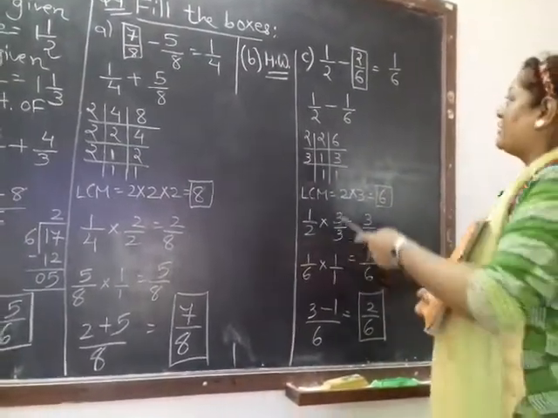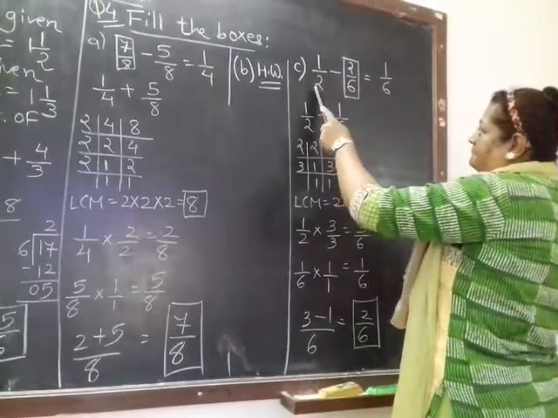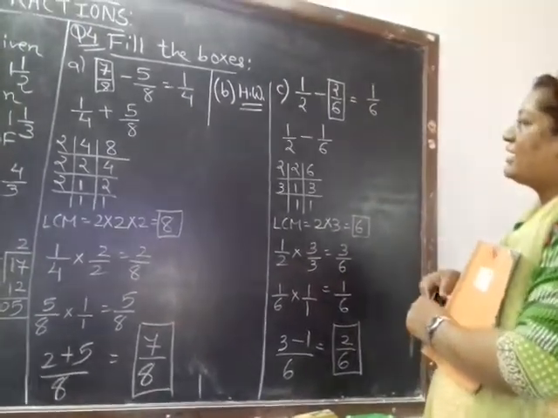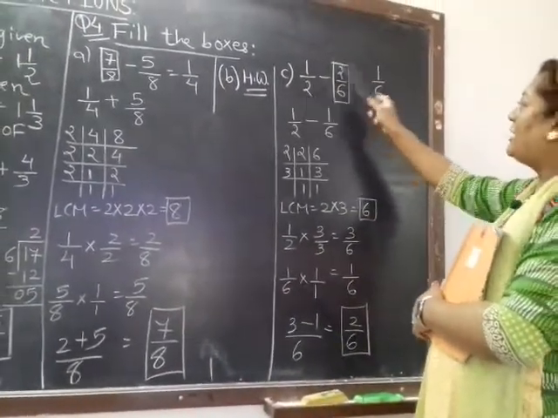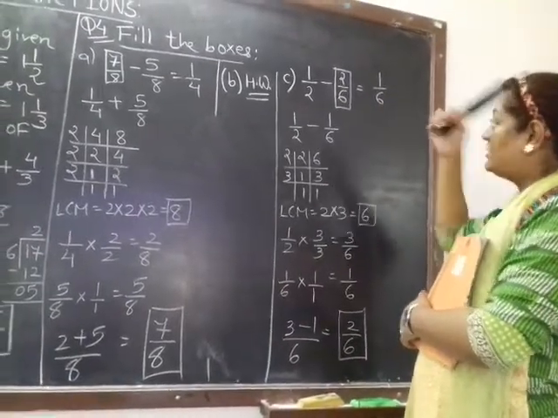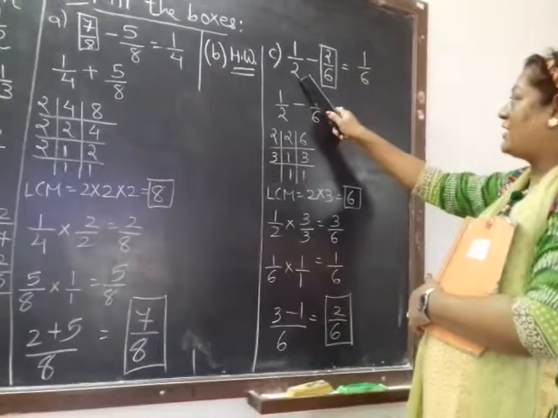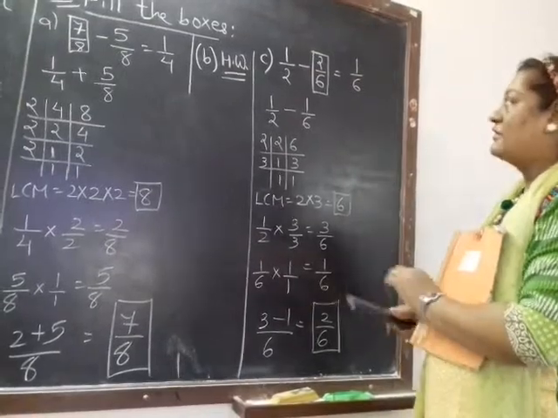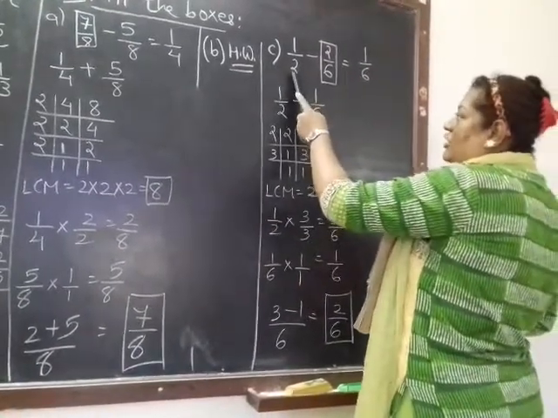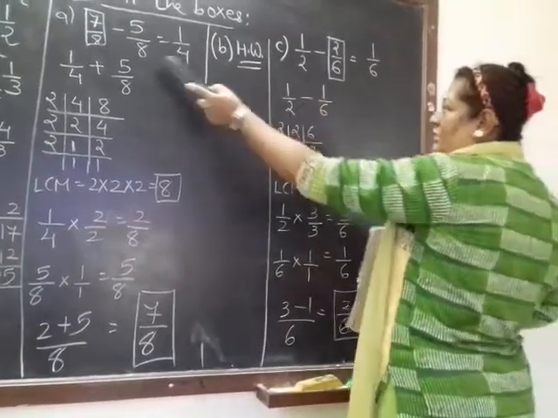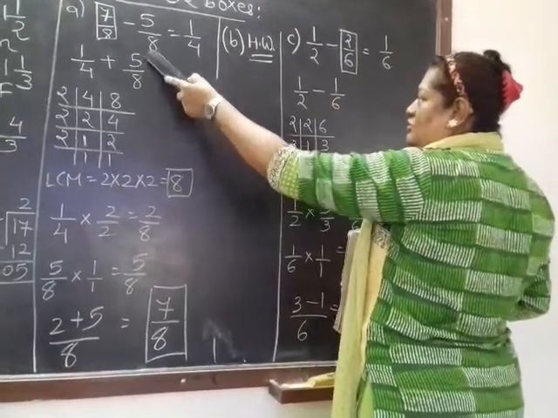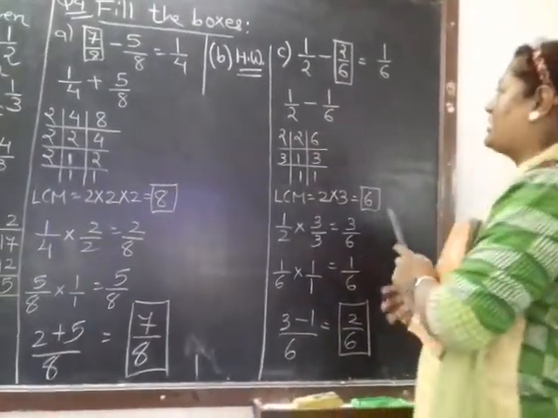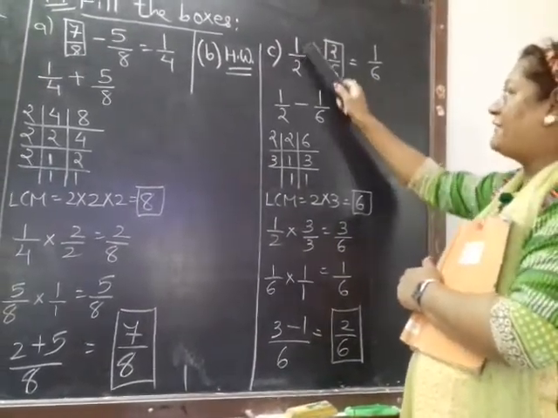Now C is somewhat different, you can check it out here. 1 upon 2 minus a box is equal to 1 upon 6. Now here the thing is what? 1 upon 2 is given and the second fraction we have to find out. So this is going to remain the same as it is. We are not supposed to change the direction of the fractions, because the first fraction denominator is smaller. You can check it out here. There, the first fraction denominator was bigger, so we had to change its direction. In C, the first fraction denominator is smaller, so we will not change the direction of it. The fraction is going to remain the same.